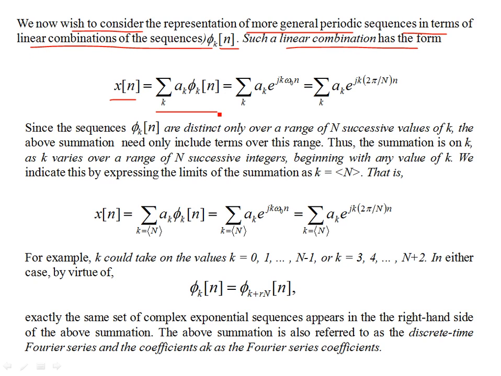The summation is over k. k is the harmonic index again, and phi k of n are the complex exponentials. The a k are the Fourier coefficients, which are the strengths of these exponentials. In a very similar manner, you can write this in terms of the complex discrete exponentials e to the j k omega naught n, where omega naught is nothing but 2 pi by capital N, capital N being the period of the discrete time sinusoid and the sequence x of n.